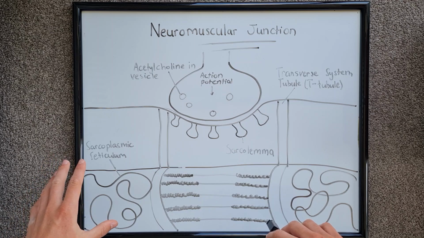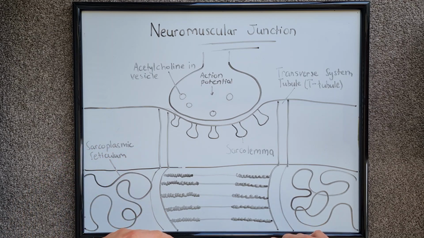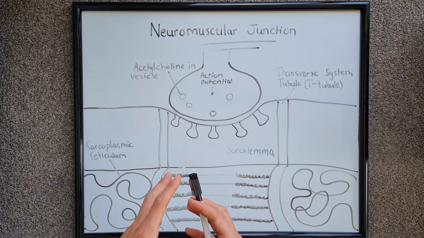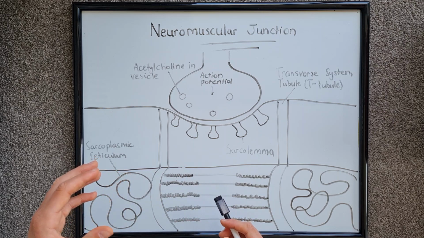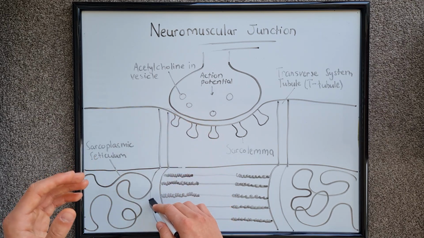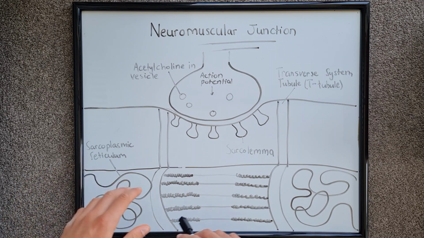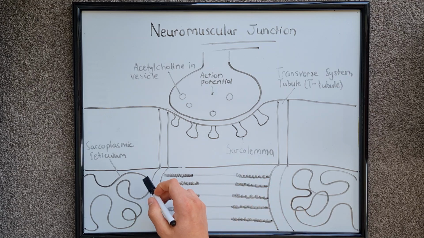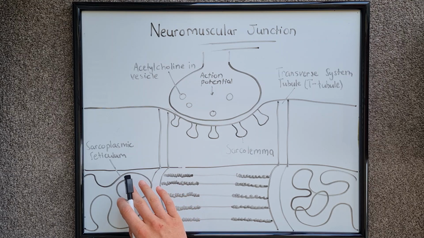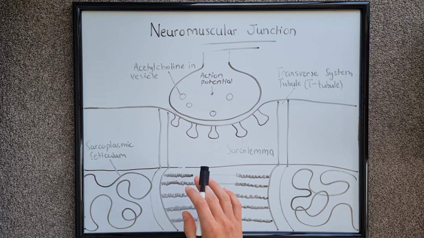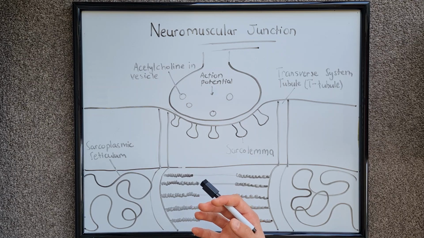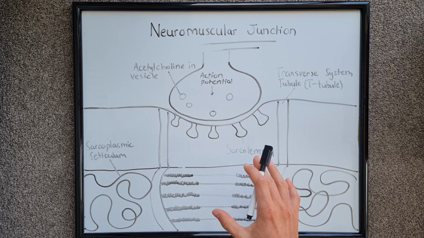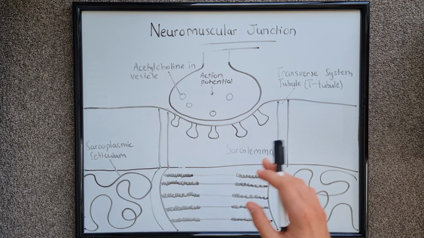Now, it's important to understand that the sarcoplasmic reticulum, so the endoplasmic reticulum of the muscle fiber, has been actively uptaking calcium ions up until now. What happens is once that action potential arrives at the sarcoplasmic reticulum, it will cause the opening of the calcium channels, and this will result in calcium ions exiting the sarcoplasmic reticulum and going into the cytoplasm of the muscle fiber, which is called the sarcoplasm. Okay, and then this will result in muscle contraction, which we will cover in a later video.